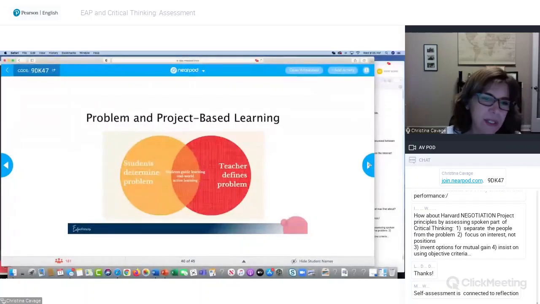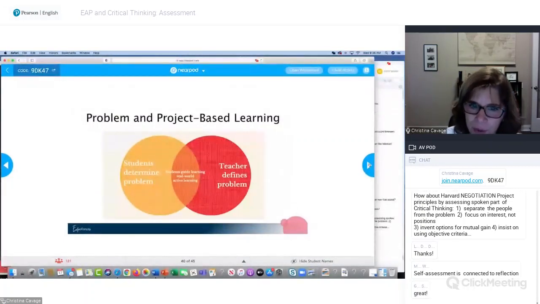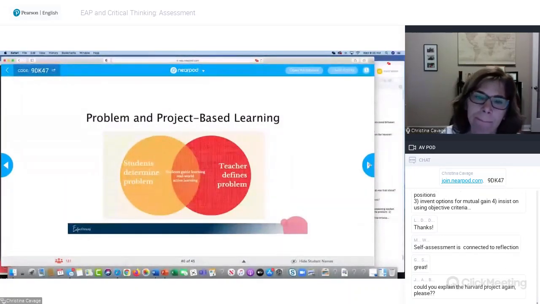Where students determine the problem that has to be solved, versus project-based learning, where the teacher is really defining the problem. But in both of these cases, students guide their own learning, there's real-world application, and the learning process is very active. It's integrating, and I left this one off for some reason, all those skill areas, right? Students have to read, they have to listen, they have to speak, they have to write something.